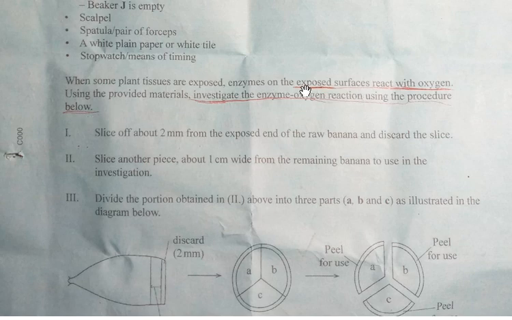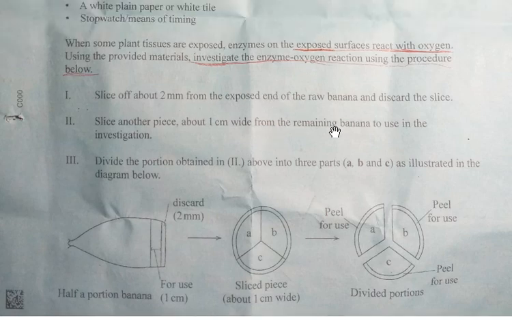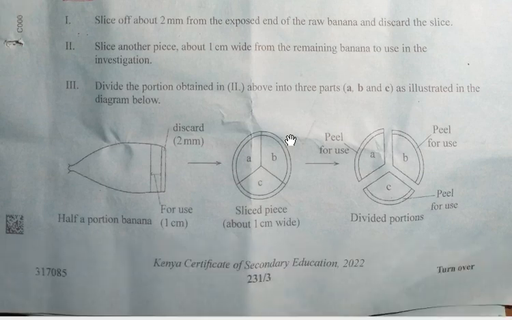Now the key terms: enzymes on the exposed surfaces react with oxygen, and you are told to investigate the enzyme oxygen reaction using the procedure below. Let's look at the procedure. 1. Slice off about 2 millimeter from the exposed end of the raw banana and discard the slice.